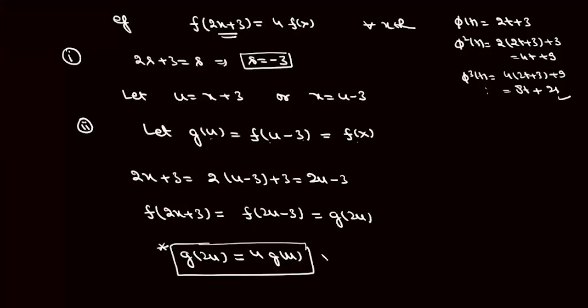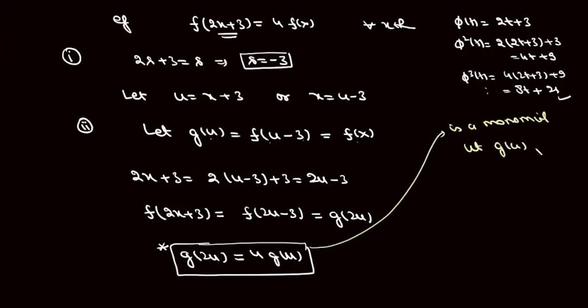Now we get this condition, but still from this condition alone, we cannot find a function. So whenever you get a question, you'll always get some additional condition with it. So here, suppose in the question it says this g(u) is a monomial. So we let g(u) as c u to the power k. So the left hand side will be c(2u) to the power k, it'll be 4c u to the power k. Comparing, we'll get 2 to the power k equals 4, or k equals 2.